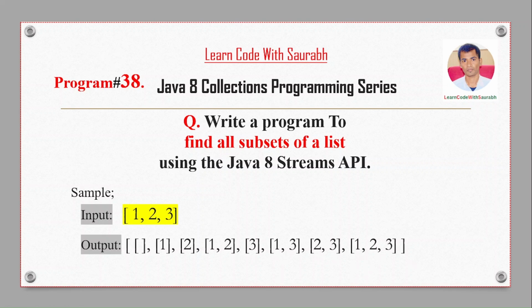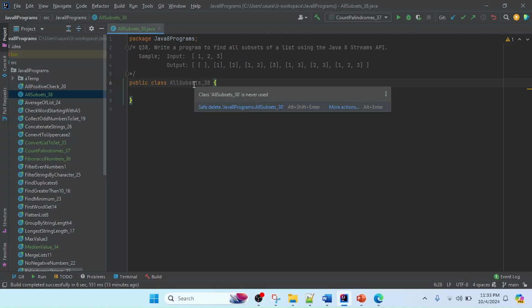So I will write the logic. I'm going to create a class. I open IntelliJ and create a class here, AllSubsets, giving the program number. I mentioned the question with the sample input and sample output, you can see here. And now I'm just going to write the main method.